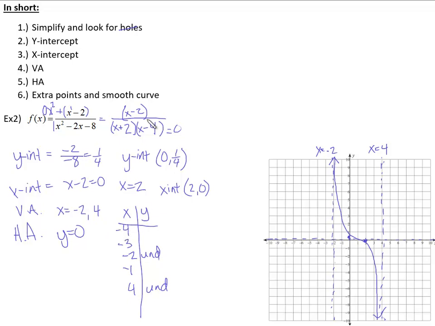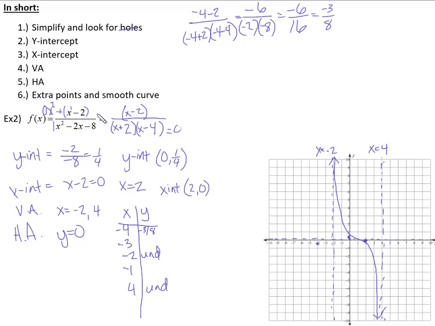For me, it's probably easier to plug in the factored version here. So if I plug in -4, I'll get my work up here. I'm going to have -4 minus 2 over -4 plus 2 times -4 minus 4. Well, that gives me -6 up top. I'm going to end up with -2, and -4 and -4 is -8. So I end up with -6 over positive 16, which is -3/8. So something just a little less than -1/2. So a little bit closer than -1/2 at -4 there. Okay, so that already tells me I'm in this bottom section, not in the top one. Okay, that's good to know.